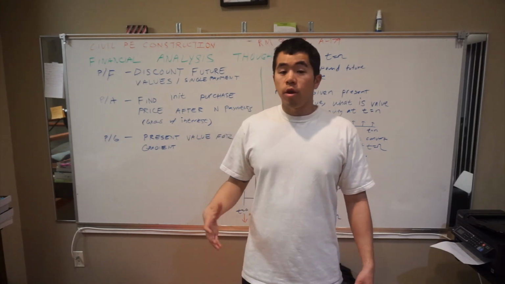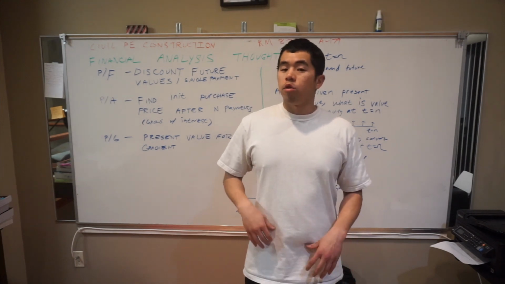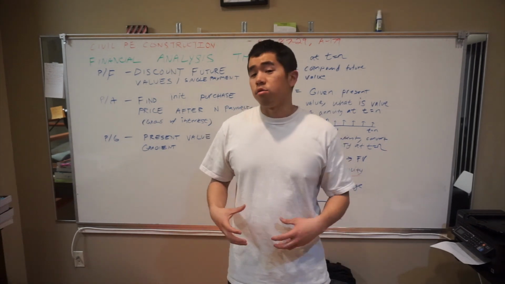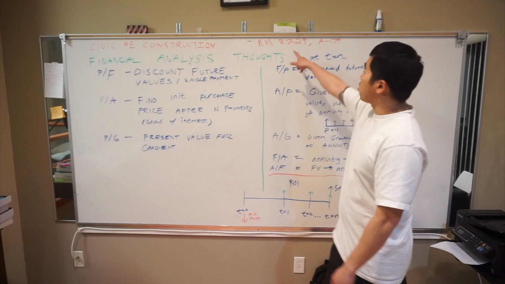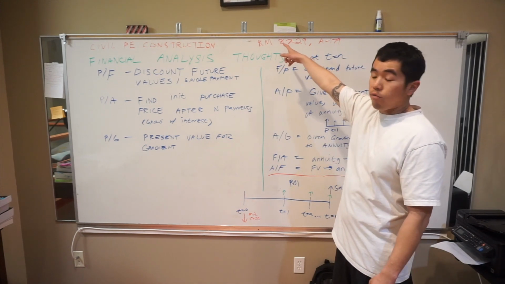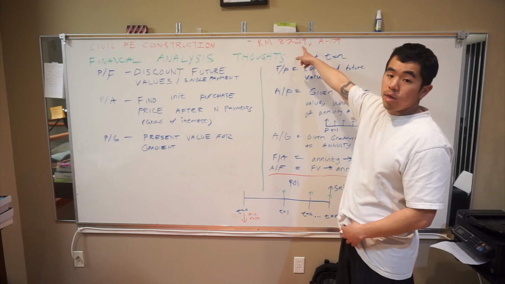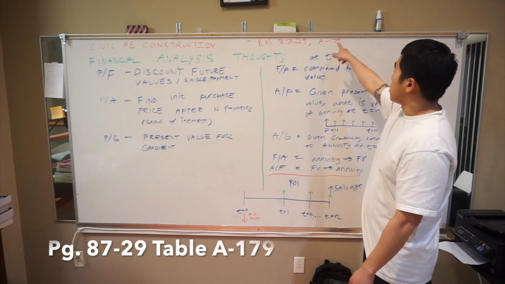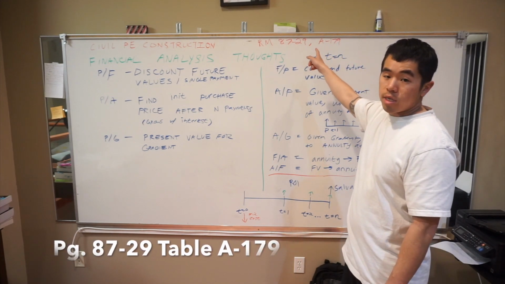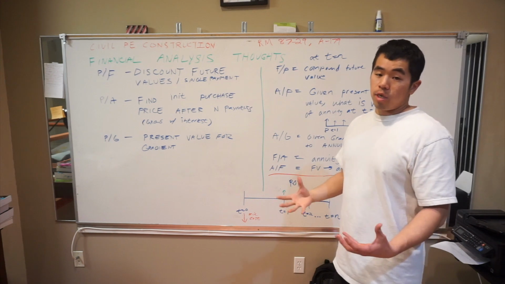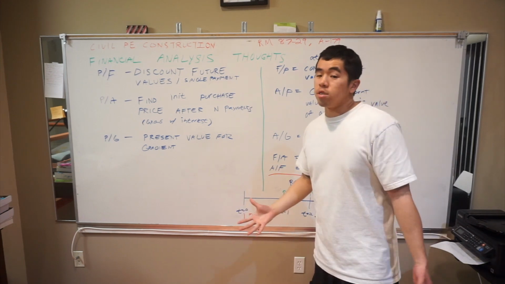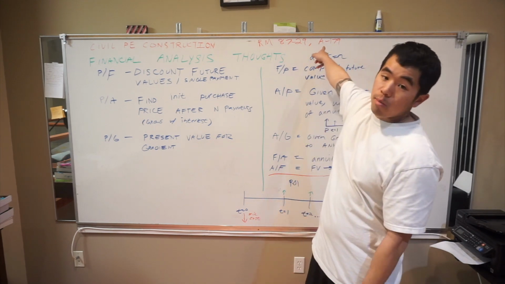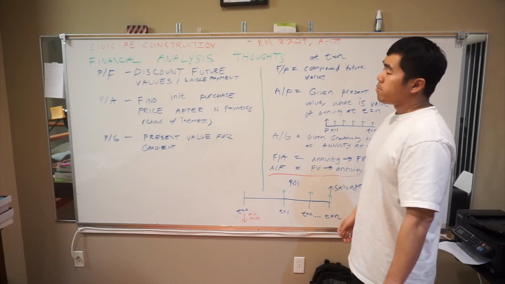And this provides great economic tools to make comparisons, whether you should invest in this or you should pay less for this option. That's basically what it comes down to. And so the book over here, we're using the Civil Engineering Reference Manual, page 8729, and Appendix A-179. In this appendix, it gives you all the discount rates. So you don't have to actually calculate them because they're logarithmic functions, and you don't really want to spend the time on the test doing that. You really just want to look them up in this appendix.